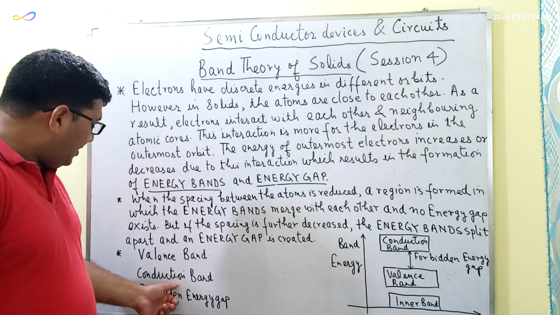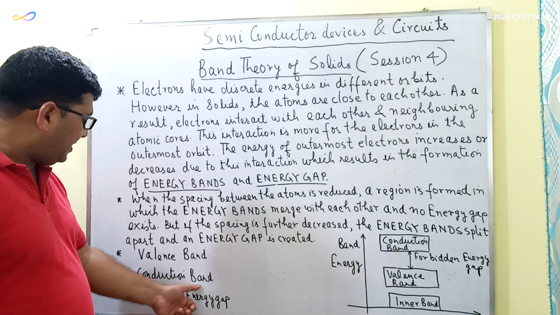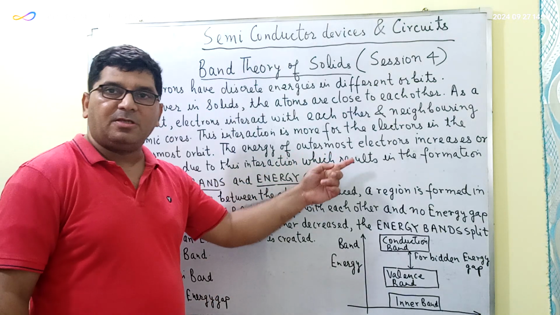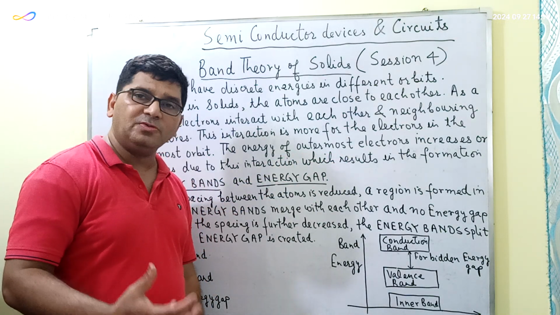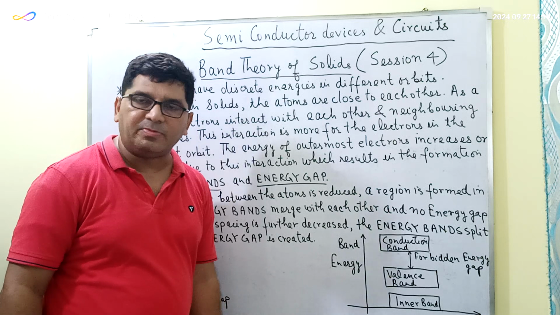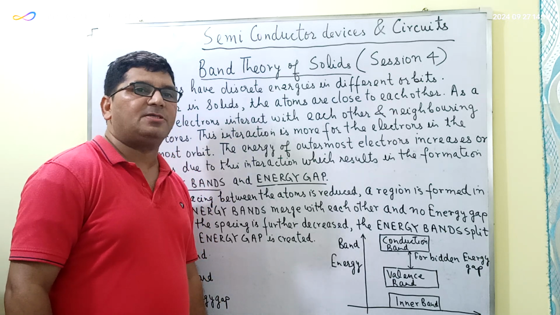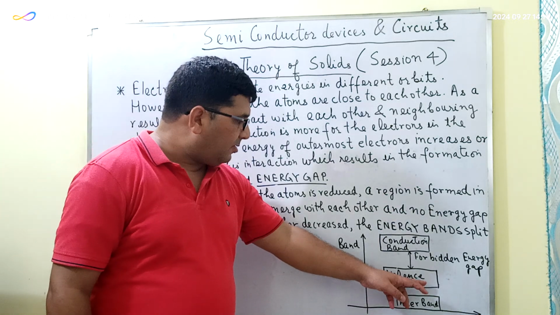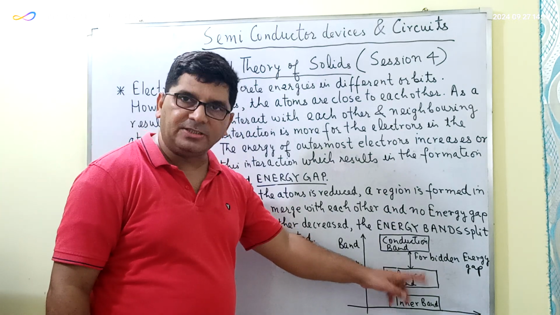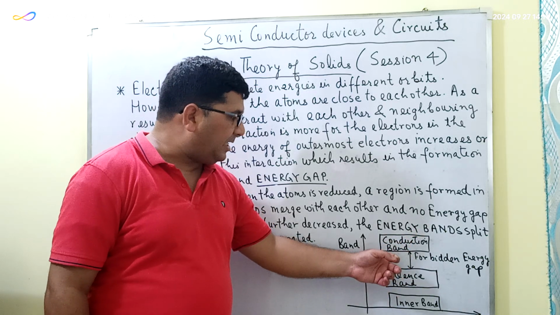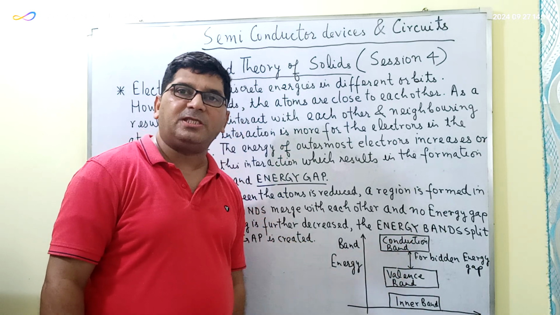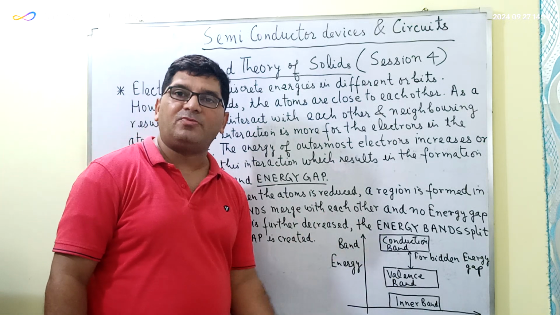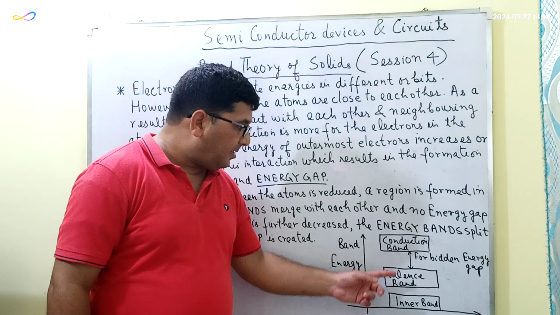Now let's discuss in brief about the conduction band. Now we know that the valence electrons are loosely bound to the nucleus at room temperature. And because of this, some of the valence electrons are able to move from this valence band easily. Now, these free electrons are responsible for the flow of the current in a conductor.